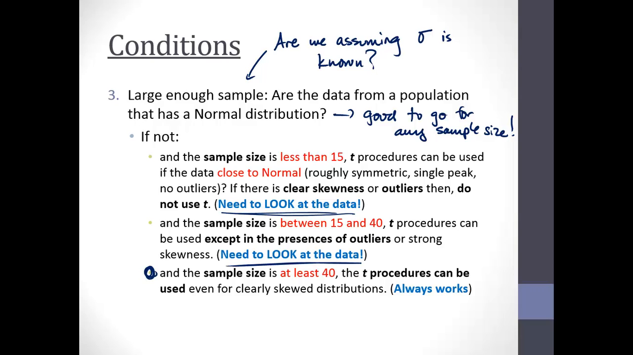So again, the large enough sample in this chapter anyway is this. We have three different cases. If our sample is really small, less than 15, we need the population to be very very close to normal. In the intermediate case, we can have some outliers or some skewness, but if it's really bad, then that's not a good thing. But if your sample is big enough, at least 40, then we're always good to go as far as this condition is concerned. And the actual numbers, 15 and 40, are somewhat arbitrary. It's just giving you good benchmarks to think about.